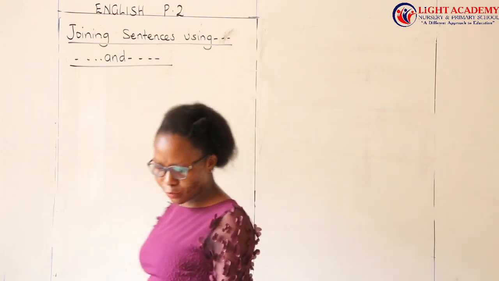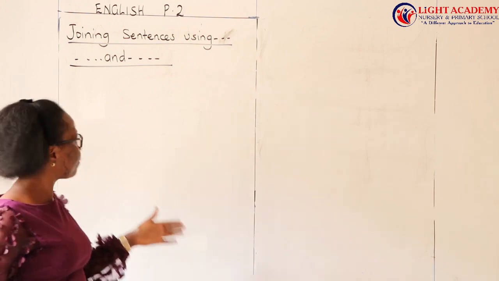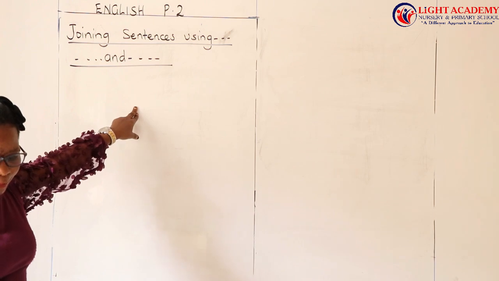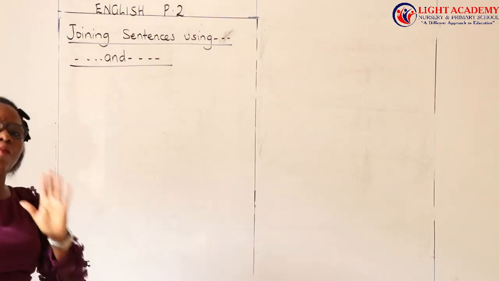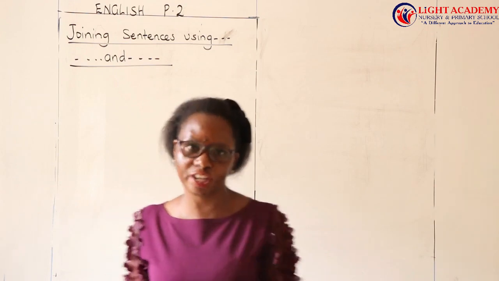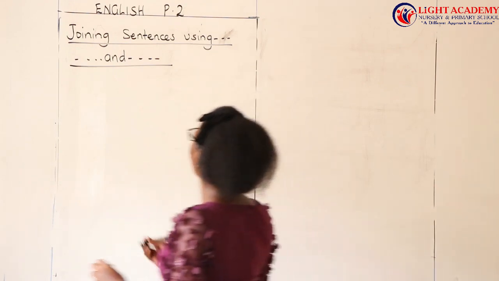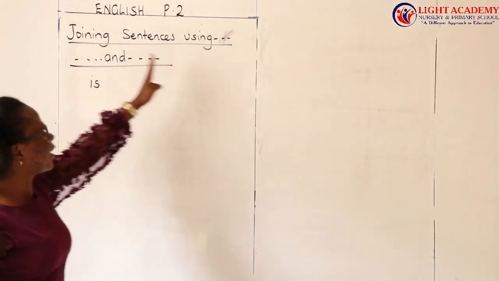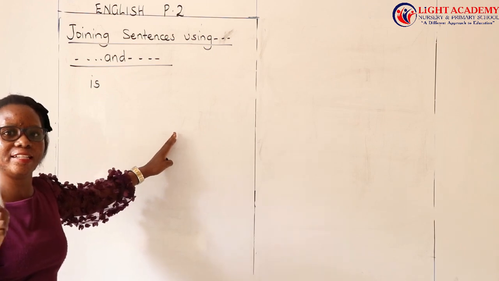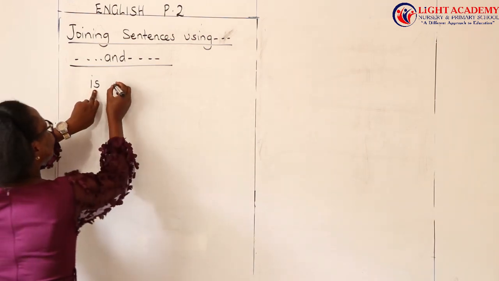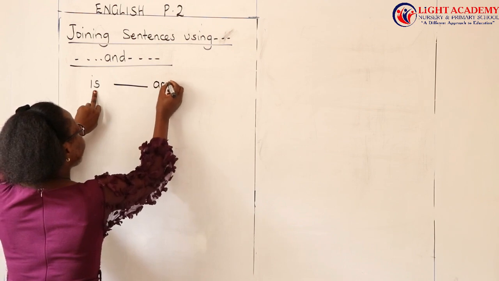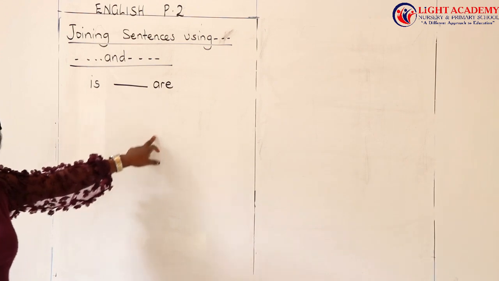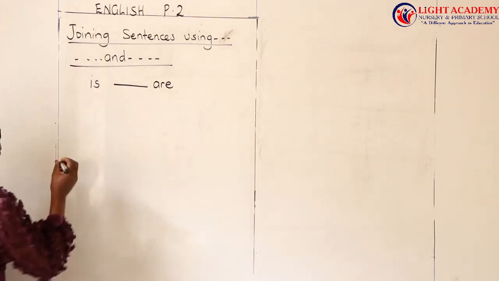Before we look at some examples, when we are looking at the word "and," there are some articles that automatically have to change. For example, when you have a sentence that has the word "is," and the second sentence also has the word "is," automatically "is" has to change into "are," because "is" is singular and "are" is plural. I am going to give you an example.